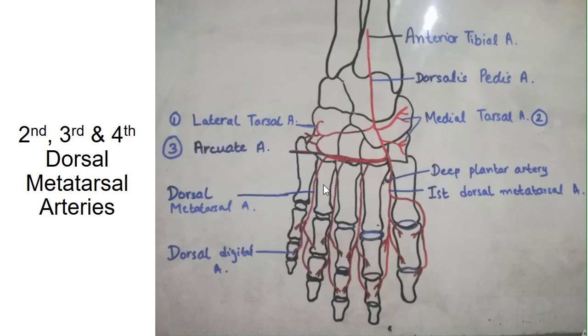For now, just remember these dorsal metatarsal arteries divide into two dorsal digital arteries which supply the adjacent sides of second, third and fourth, fifth toes. They supply the proximal and middle phalanges of these toes. They end just proximal to the distal interphalangeal joint. They don't supply the distal phalanges of these toes and nail beds.